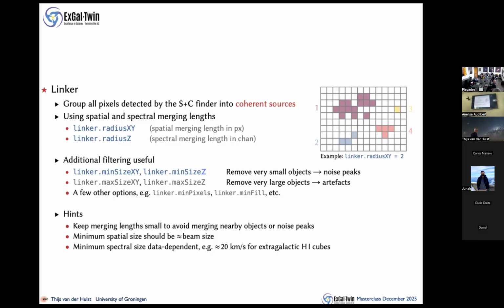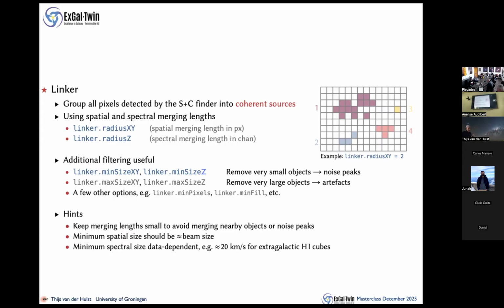So it's a bit like a friends-of-friends algorithm, where the linking length determines which nearby object you still put into one family. So these parameters are important to set, the radius xy and the min size xy, which determine the smallest and the largest size. And here is an example with 2 pixels for the linking length. These things are put together into one source, but these are farther away, so it's a different source. That illustrates the linking in a very simple way.